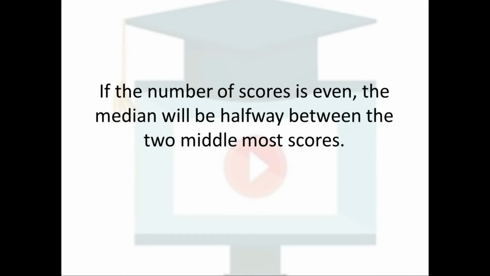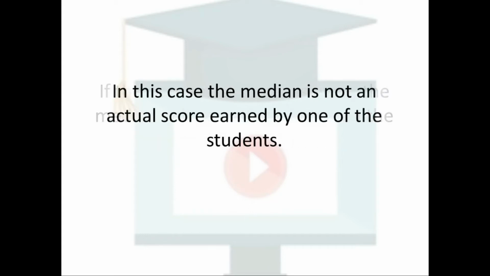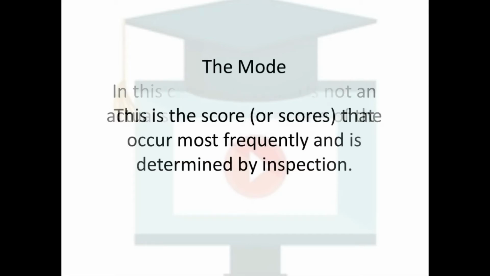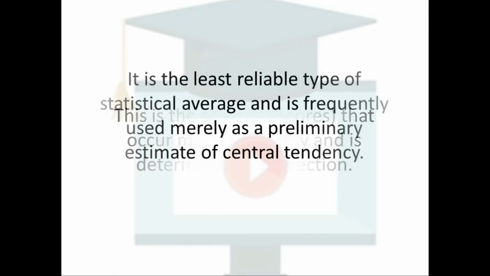If the number of scores is even, the median will be halfway between the two middlemost scores. In this case, the median is not an actual score earned by one of the students. The mode. This is the score or scores that occur most frequently and is determined by inspection.